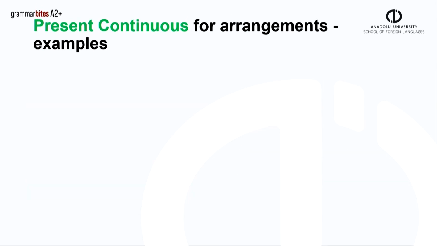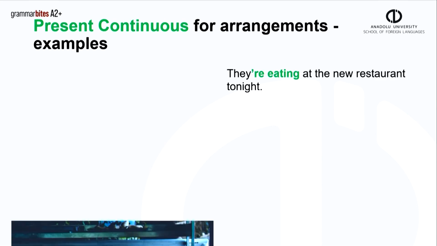Now the present continuous for future arrangements. With be going to, that was for our plans or our intentions, but we use the present continuous when we have a fixed arrangement or an agreement to do something. Often this is agreed or arranged with someone else. Let's look at some examples.